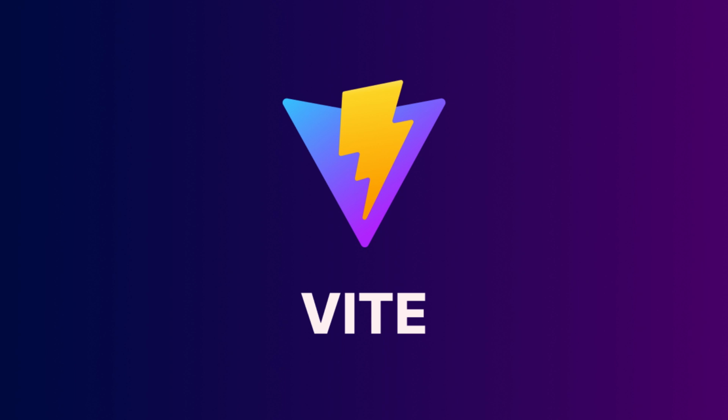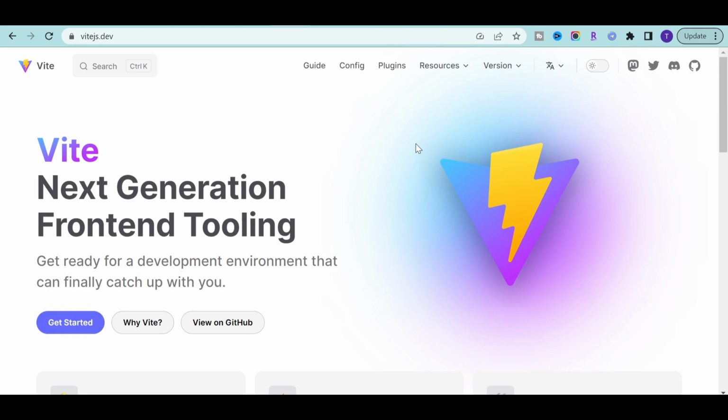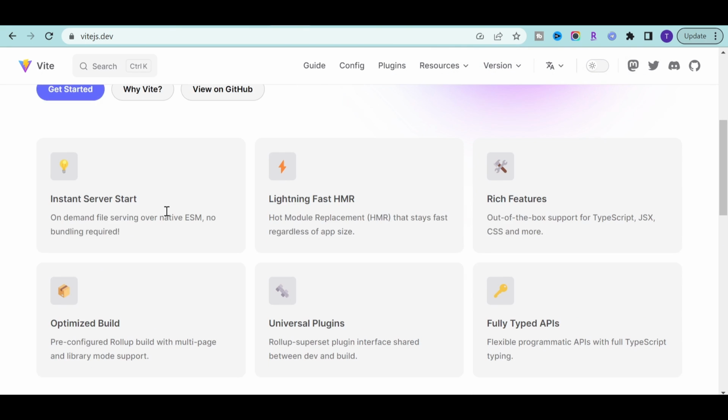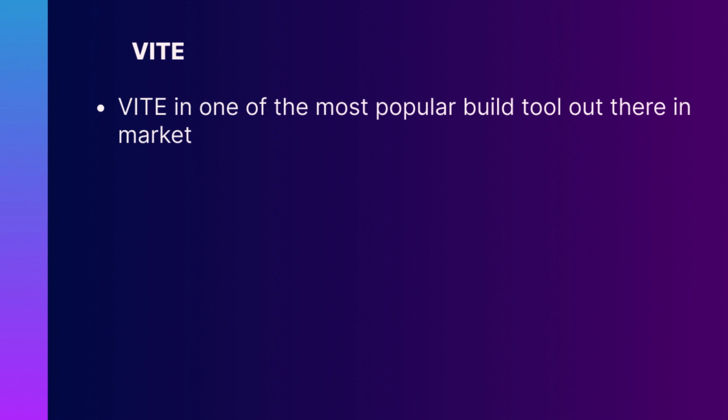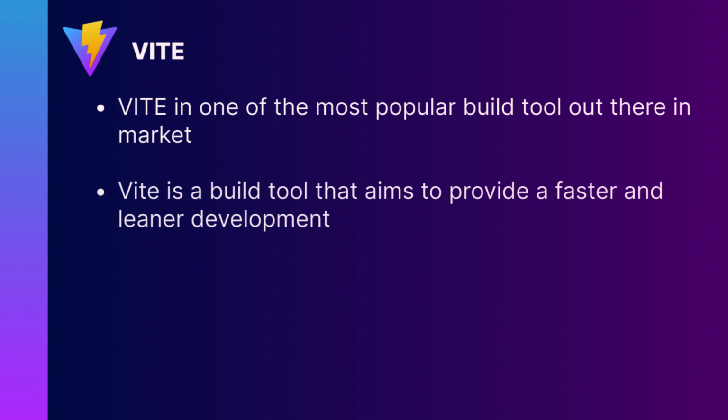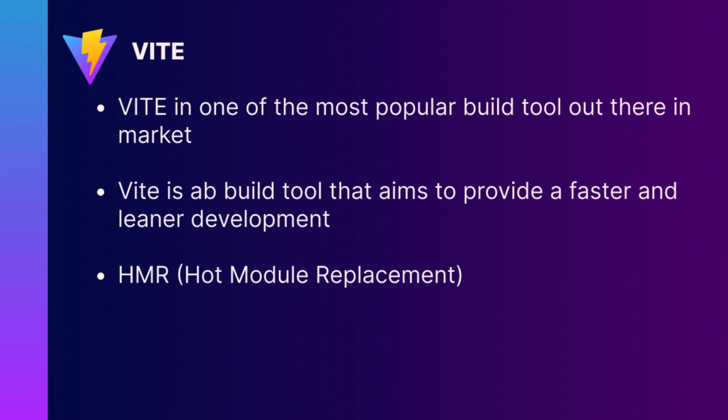Vite is a build tool that aims to provide a faster and leaner development experience for modern web projects. Vite is one of the most popular build tools out there in the market. Vite helps us to create any project much faster with the help of hot module replacement. So Vite has HMR, which we can call hot module replacement as well.